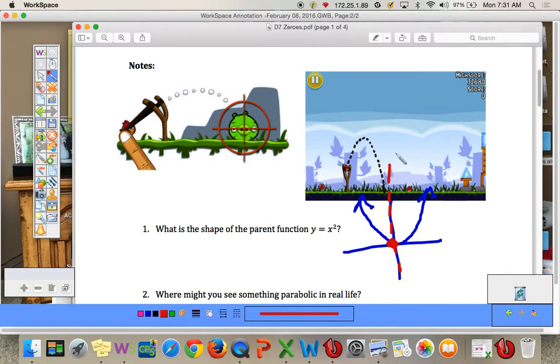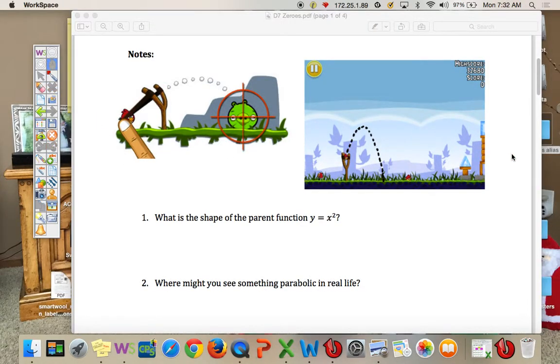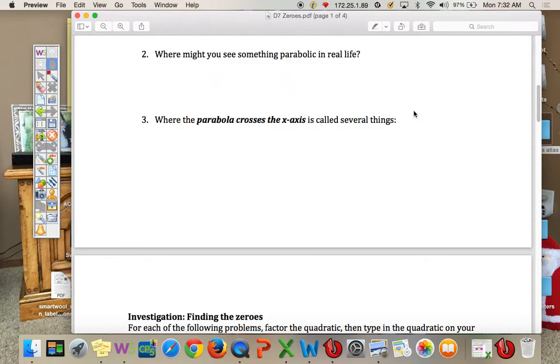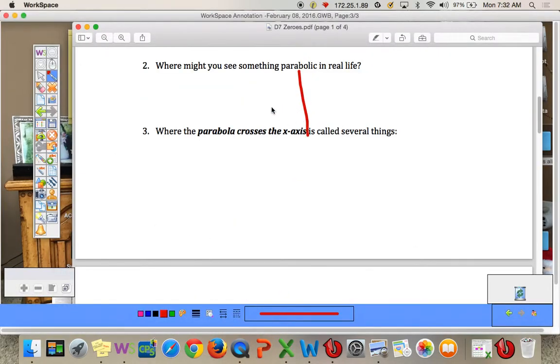There's a line of symmetry at x equals 0. And again, you can shift that up, down, left, and right. You can put a negative in front of it to make it upside down, like these parabolas that you see in Angry Birds. Where might you see something parabolic in real life besides Angry Birds? Anything with projectile motion, anything that goes up and then comes back down, that's parabolic.